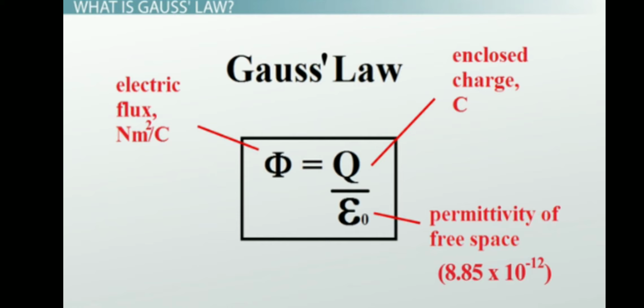Now, mathematically, Gauss's law can be expressed as phi is equal to 1 upon epsilon naught times the charge enclosed within the given surface. Now, what is phi? That is electric flux. Q is charge here, and epsilon naught is permittivity of free space.